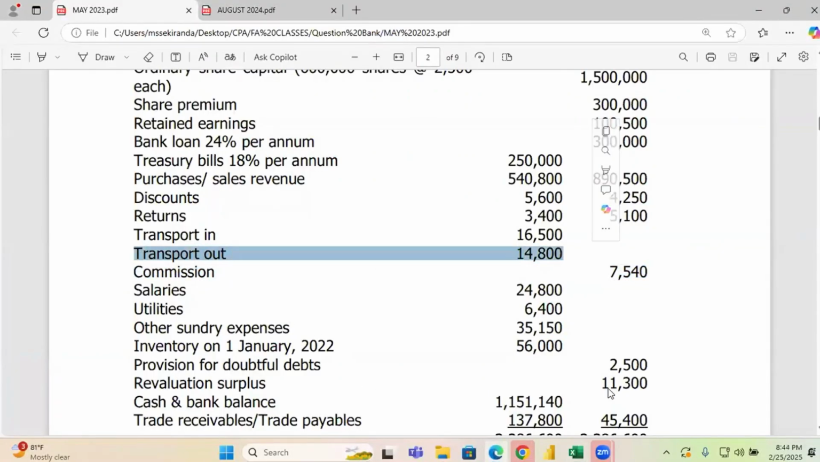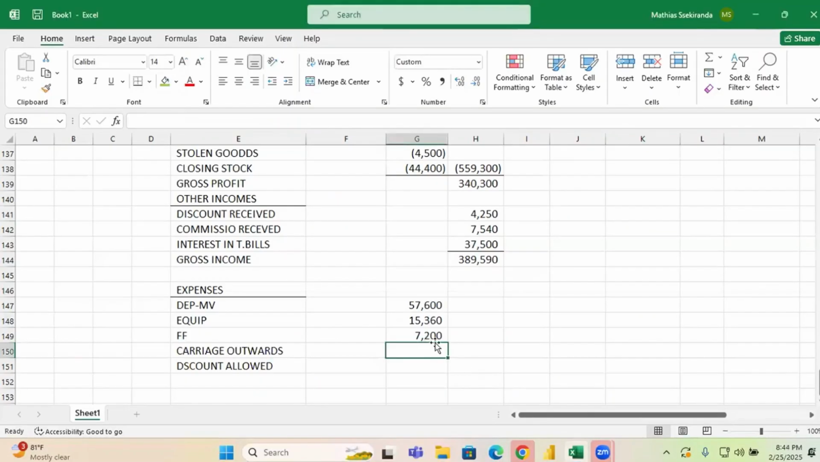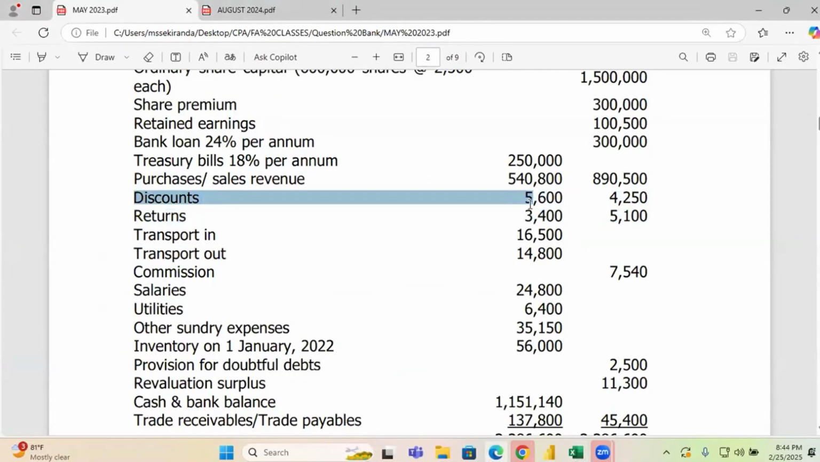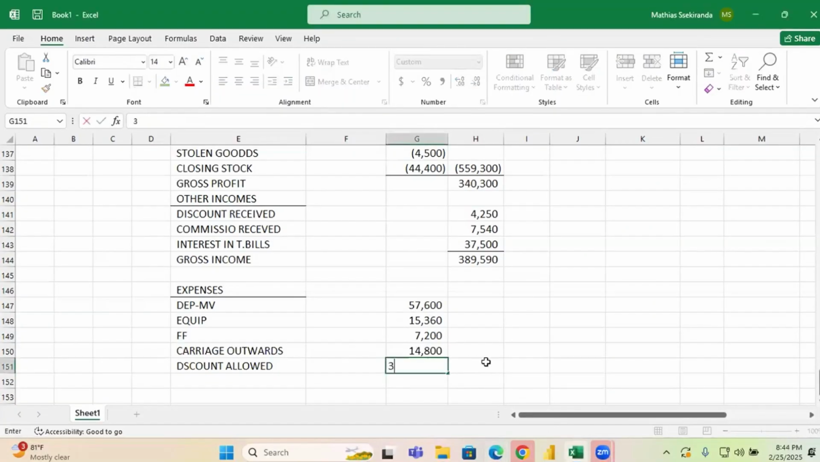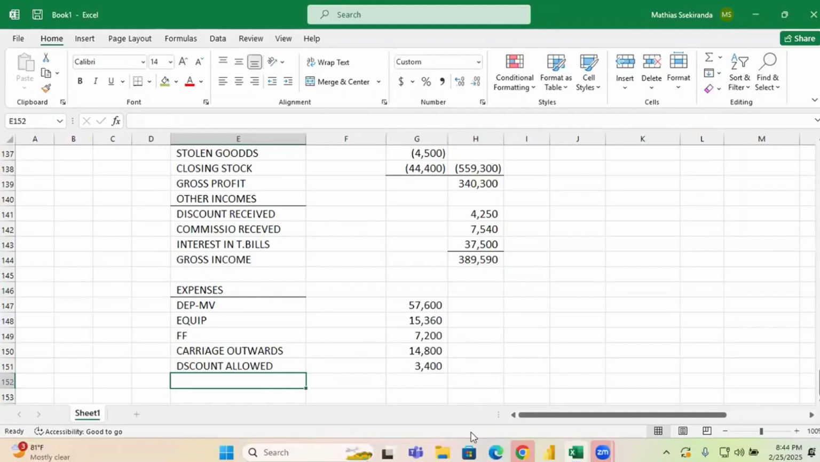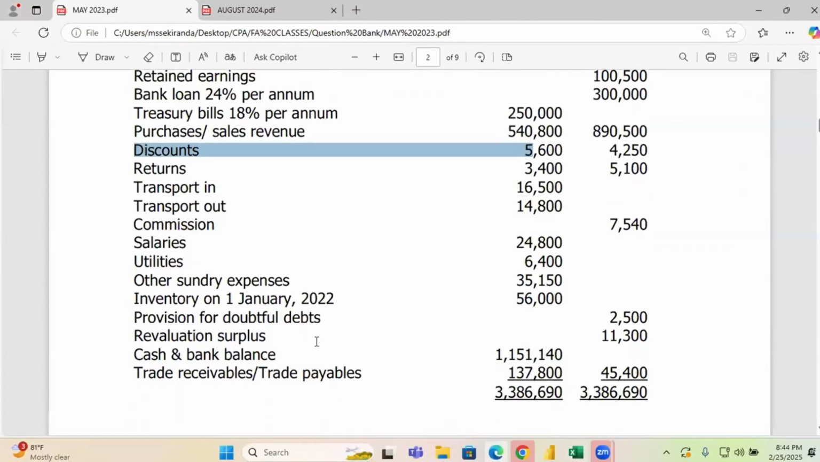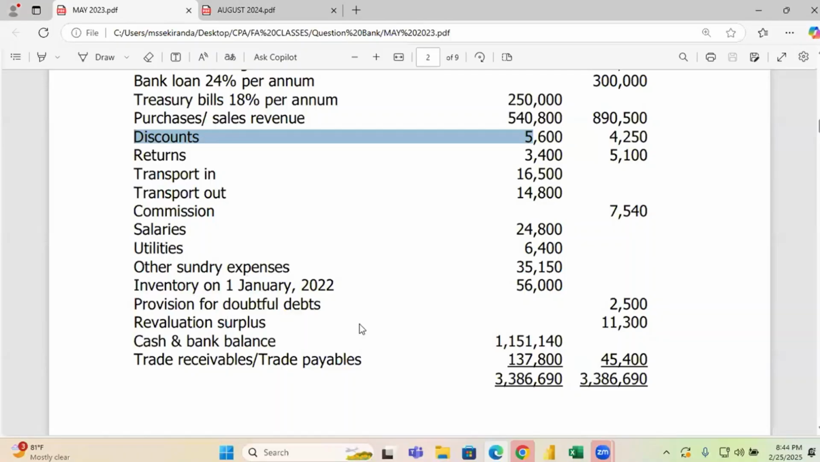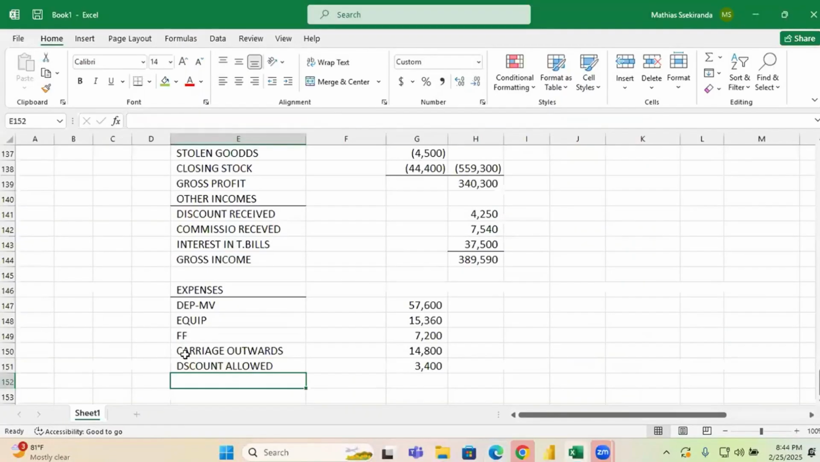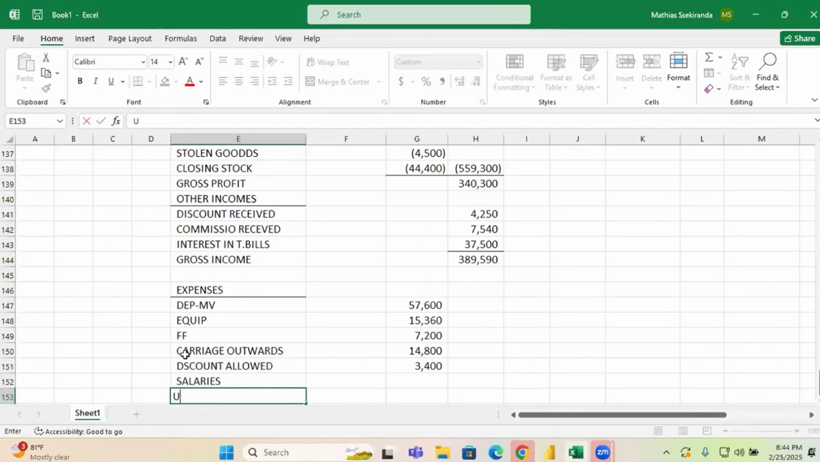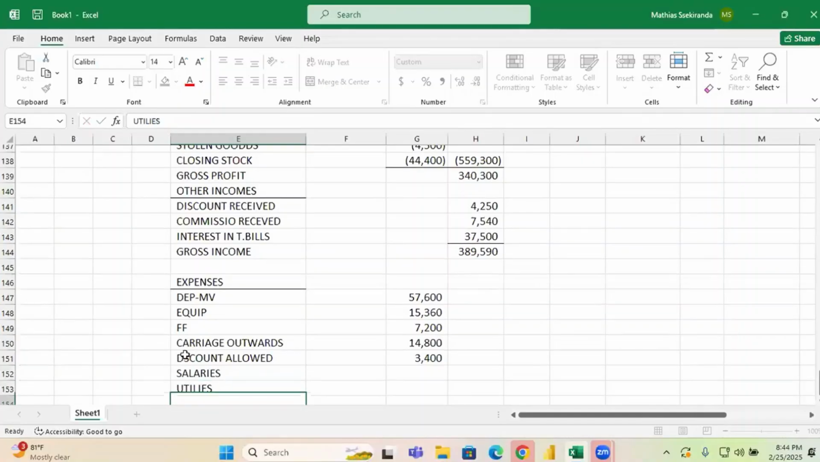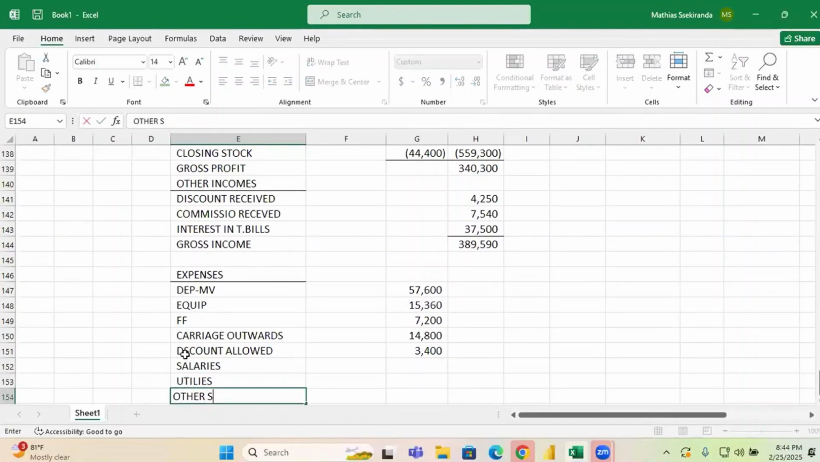Transport out is 14,800. Discounts allowed, these are debits, 3,400. Then which other expenses do we have? We have salaries, we have utilities, and other sundry expenses.